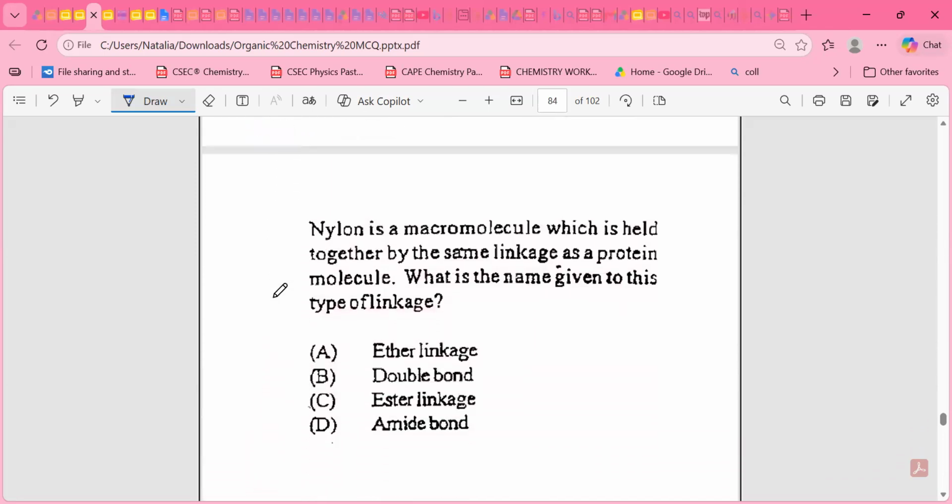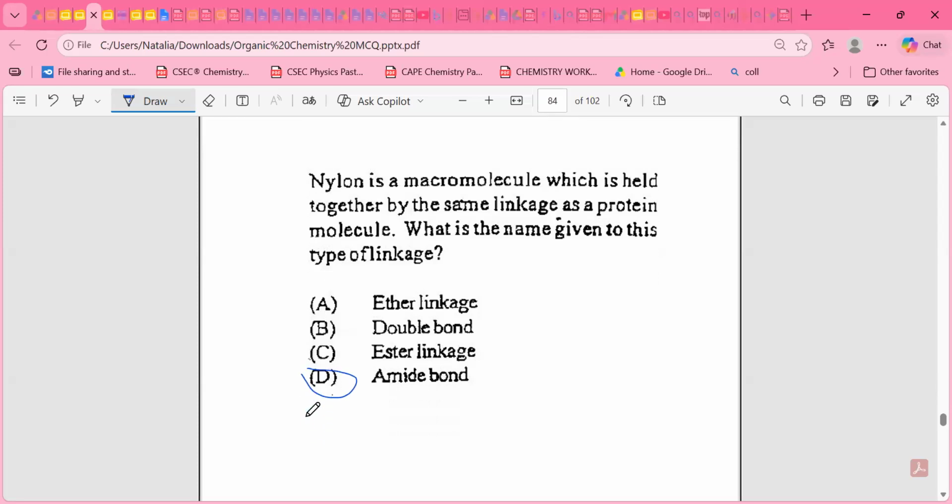Nylon is a macromolecule which is held together by the same linkage as protein molecules. What's the name given to this type of linkage? D. Amide bond.